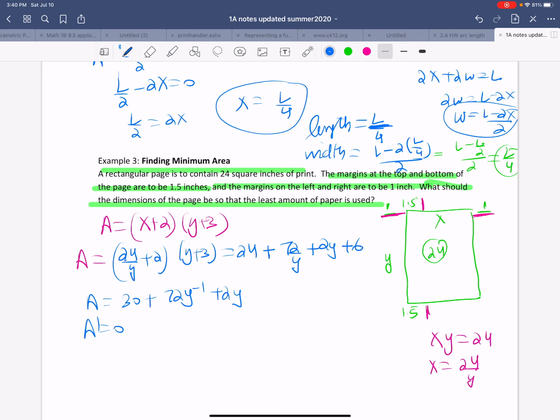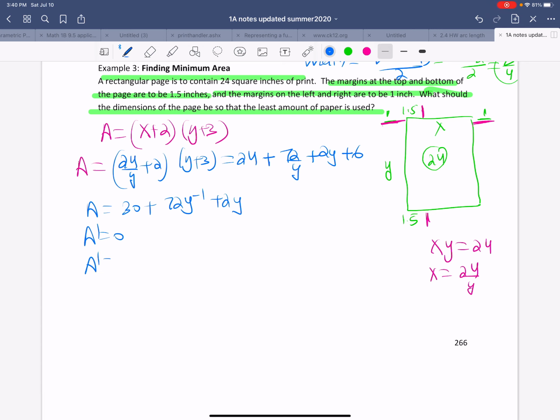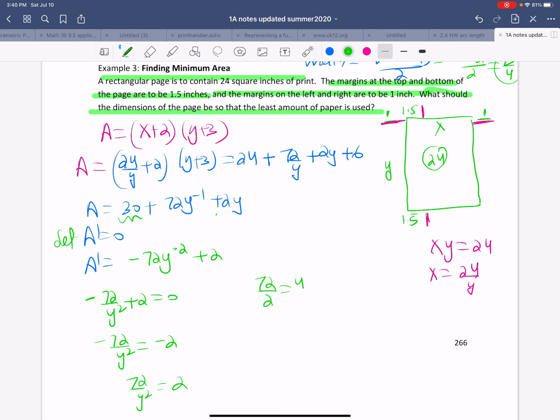Now find the derivative and set it equal to 0. A prime is going to be the derivative of 30, which is just 0, negative 72 y to the negative 2 power plus 2. To find the max and min, we set this derivative equal to 0. So negative 72 over y squared plus 2 equals 0. Negative 72 over y squared equals negative 2. 72 over y squared equals 2. 72 over 2 is equal to y squared. Gives me y is equal to 6.